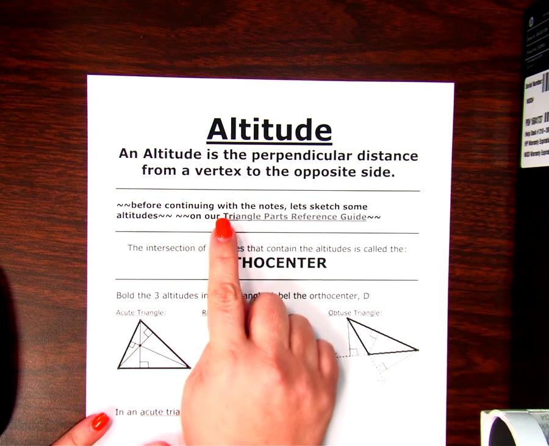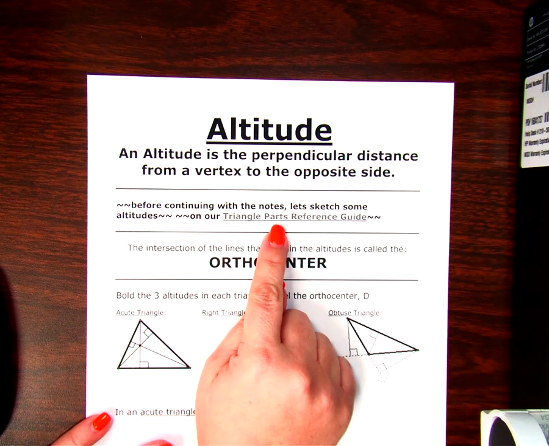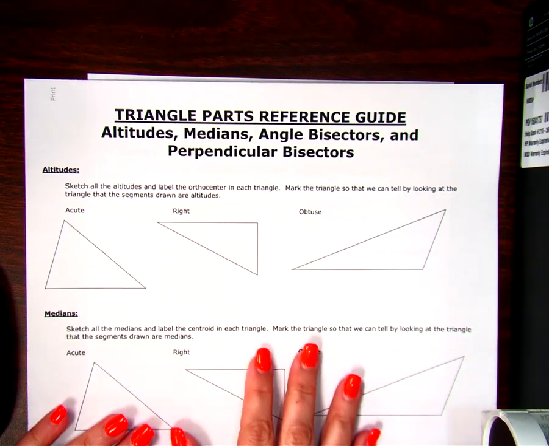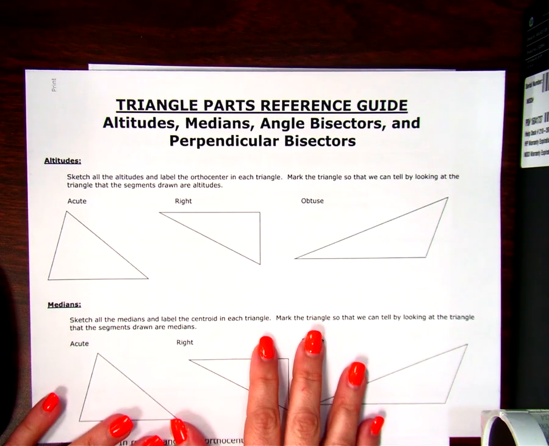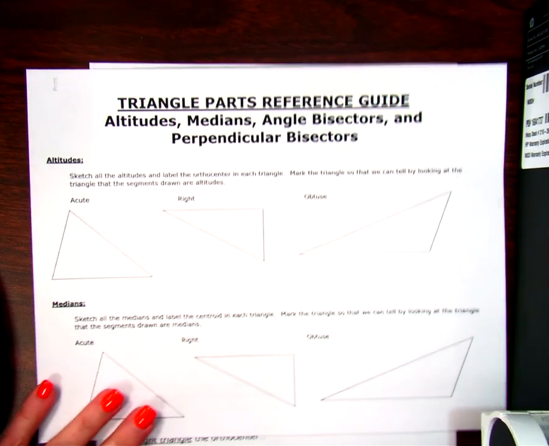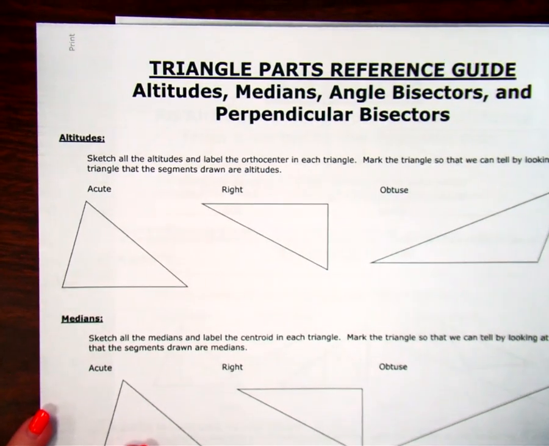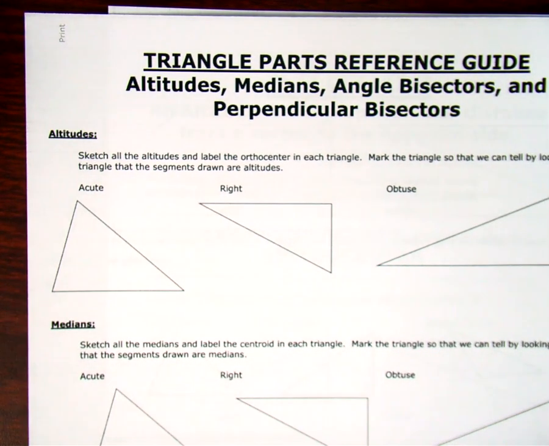Before continuing with our notes, we're going to sketch some altitudes on the Triangle Parts Reference Guide. This reference guide is available in your folder, so if you'd like to print one out, you can go ahead and sketch and follow along. We're going to sketch all the altitudes and label the orthocenter, which is our vocabulary word that we're going to get to in just a moment, in each triangle.